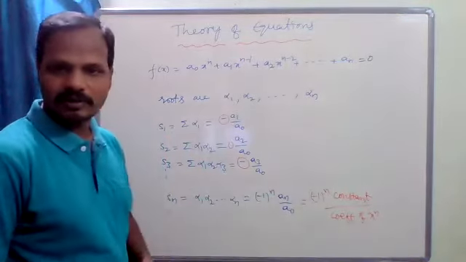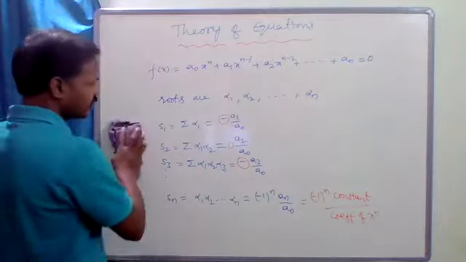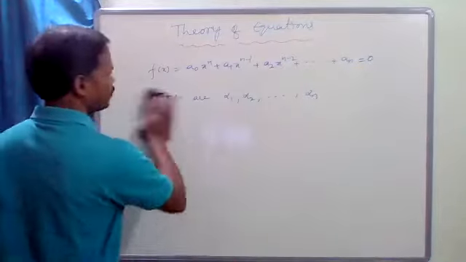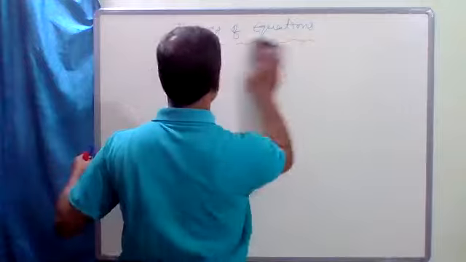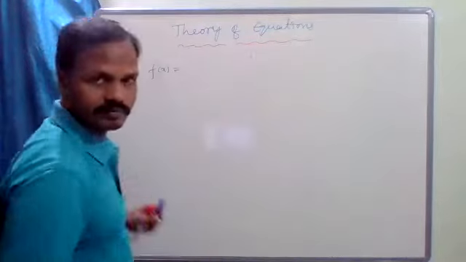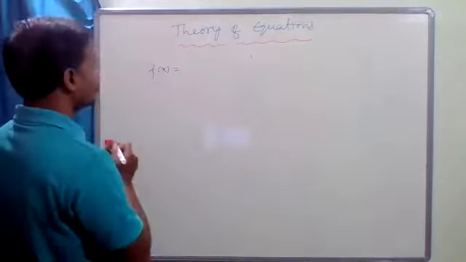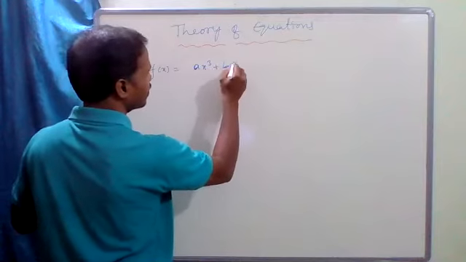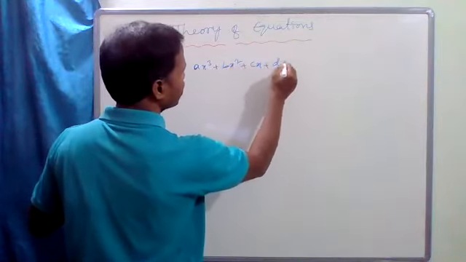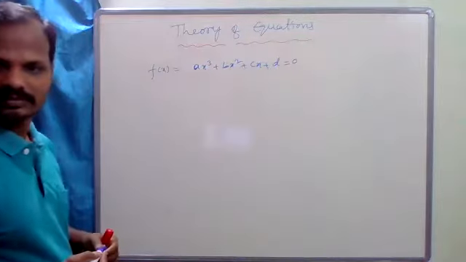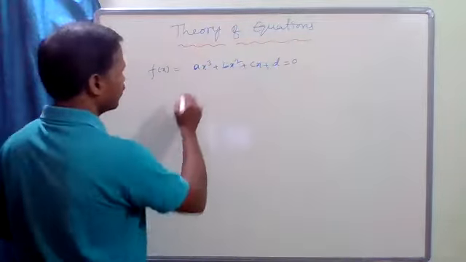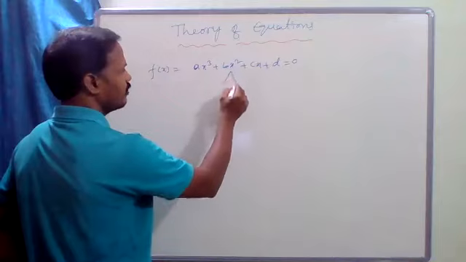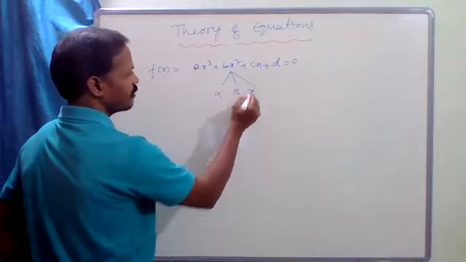Now we will discuss the cubic polynomial. Suppose the given polynomial is ax cube plus bx square plus cx plus d equal to 0. This is the polynomial equation. Let the roots be alpha, beta, gamma. Three roots only.